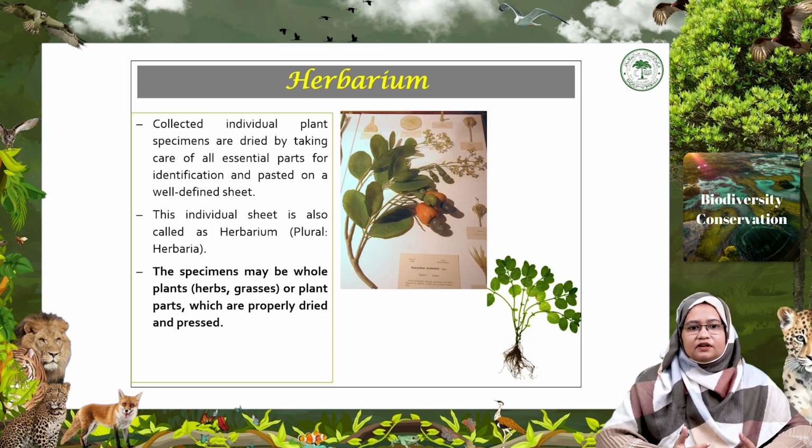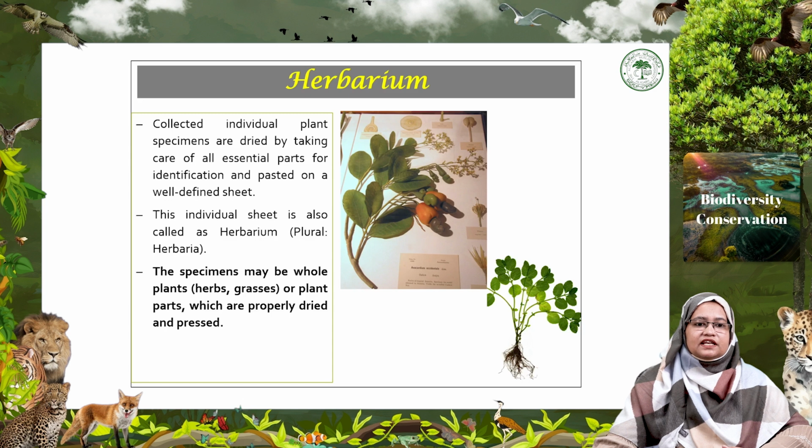So depending upon the type of plant, if the plant is very small, that is herbaceous in nature, then we can collect the whole plant, dry it, press it and paste the whole plant on the herbarium sheet. In the case of larger trees or shrubs, we take a small twig that has all the important features for the identification of that particular plant.